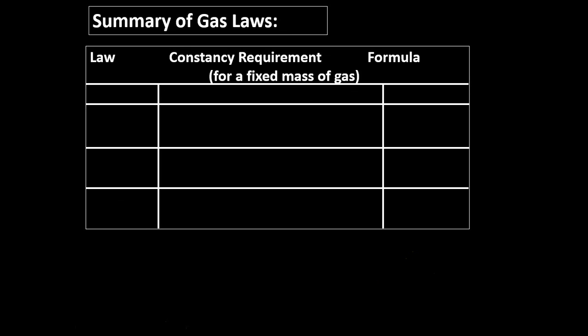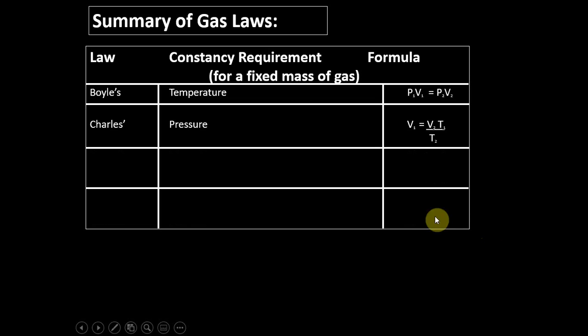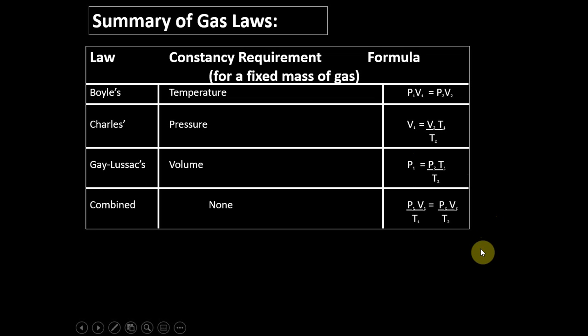So here's just a summary of those first three gas laws and the combined gas law. First of all, Boyle's law keeps temperature constant, so therefore it compares pressure and volume. Charles' law keeps pressure constant, so compares volume and temperature. Gay-Lussac's law keeps volume constant, and so compares pressure and temperature. And then finally, the combined gas law, there are no constants. All three things can be changed simultaneously.